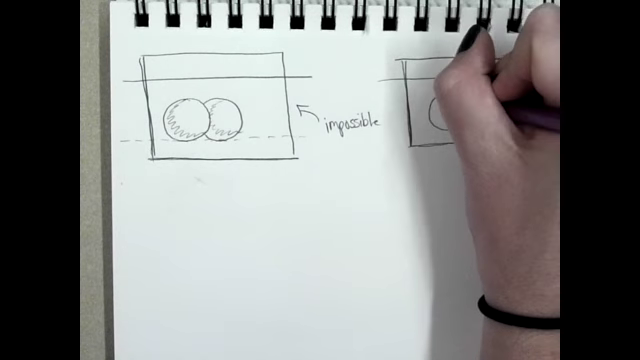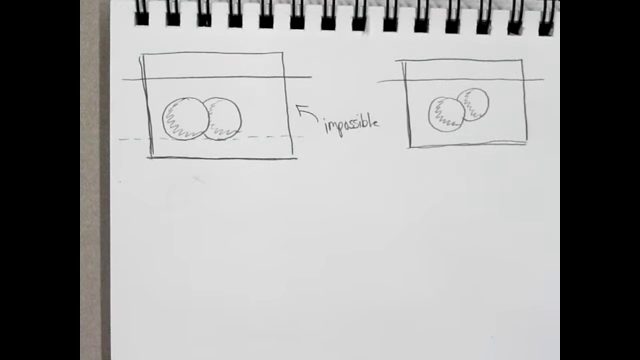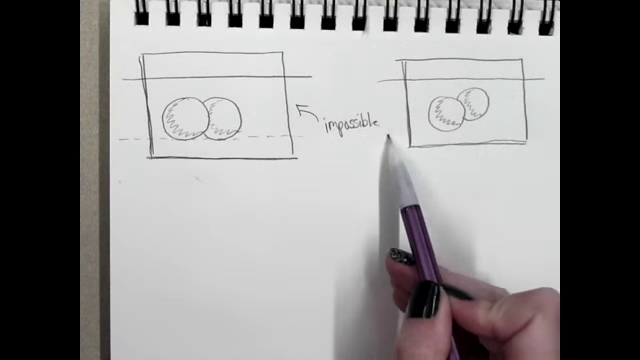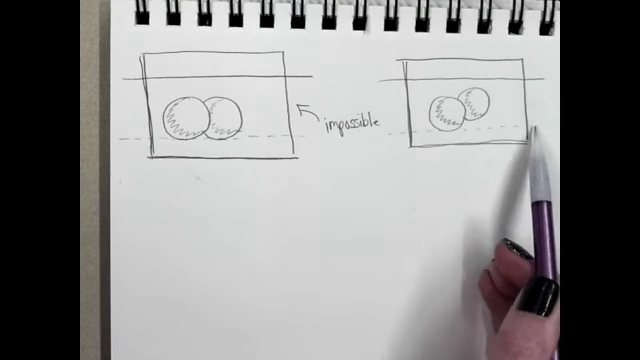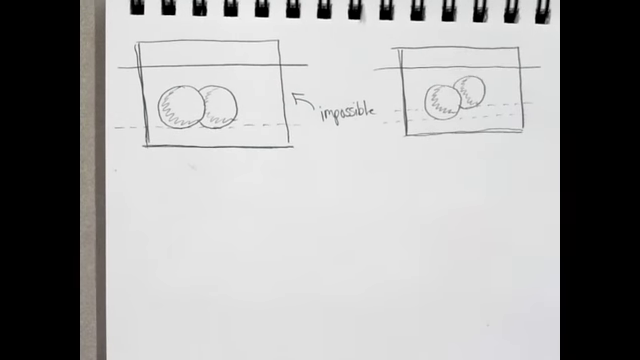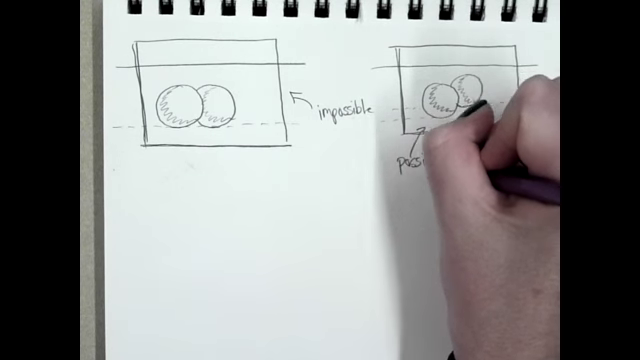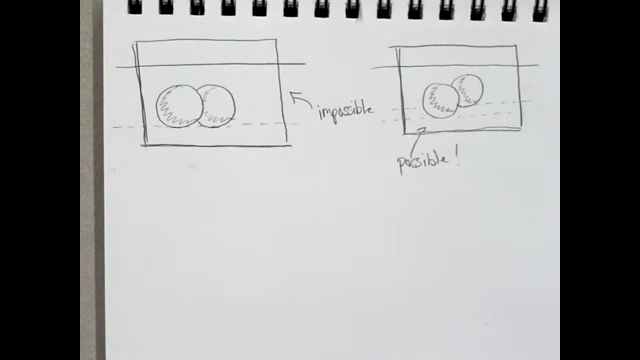Okay, so is what I have drawn now possible? Right, now they're not on the same level, so we can do a dotted horizontal line going through each of them. Possible!